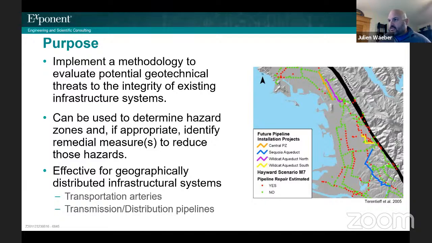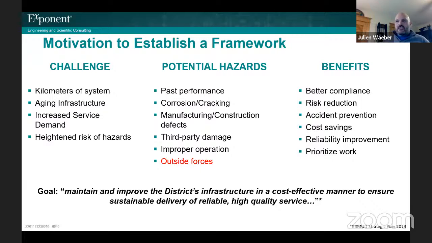In particular, this is an example of a basic application of this framework performed by the local water utility in the San Francisco Bay Area, in which they've gone to great lengths to estimate the seismic hazard to their system in order to ensure continued service. So the motivation, again, behind establishing a framework for geohazard assessments for these large distributed systems, and East Bay MUD says it well, the utility I just mentioned, is to maintain and improve the district's infrastructure in a cost-effective manner, and to ensure sustainable delivery of their service in a reliable and high quality fashion.